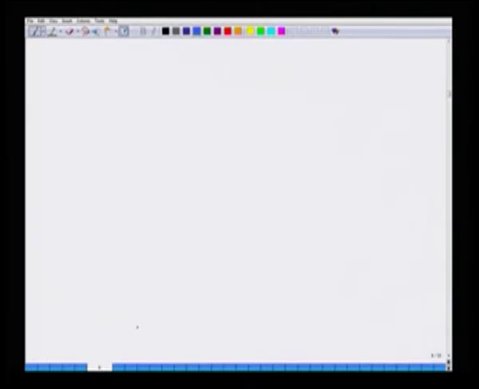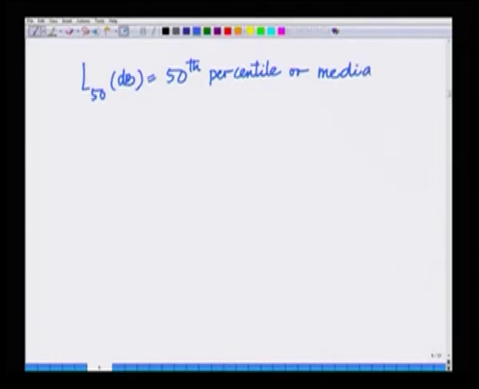Let me define the different quantities here. L50 dB equals the 50th percentile or the median path loss. So, L50, similar to what we had seen earlier, is the 50th percentile path loss or the median path loss in dB.